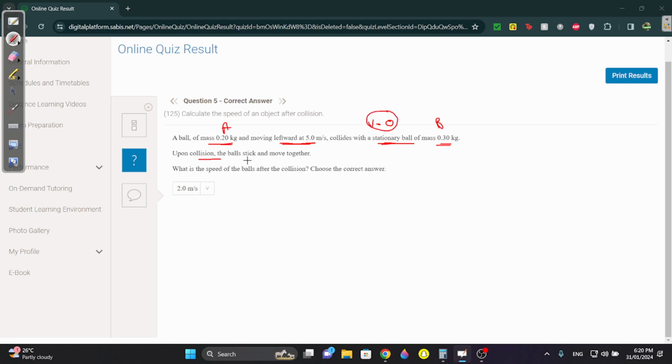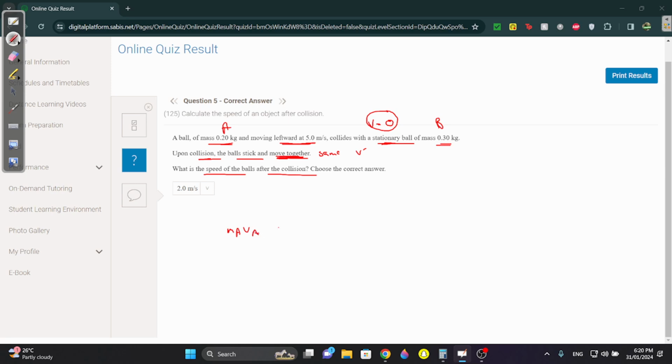Upon collision, the balls stick and move together. So after they collide, they move together. What does moving together mean? They have the same v prime. Okay, you'll understand this more when I start explaining. What is the speed of the balls after the collision? Okay, when I tell you collision, what's the formula we have to use?